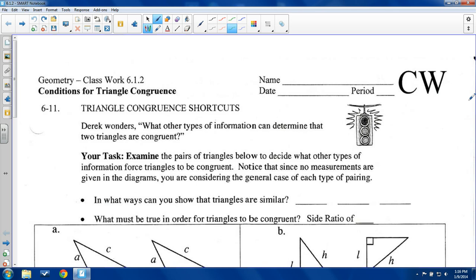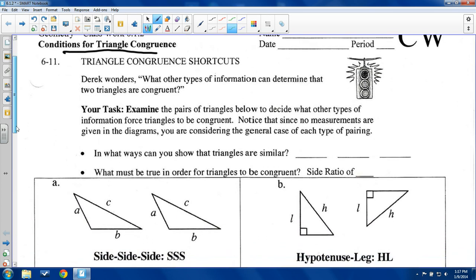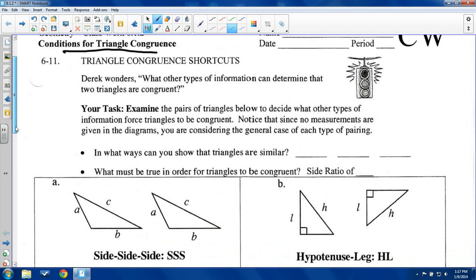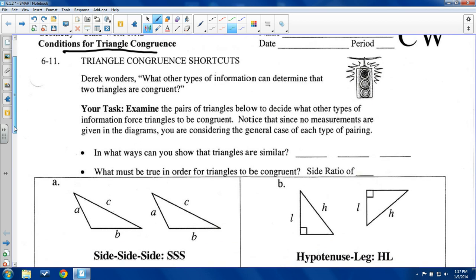Alright, this is 6.12, conditions for triangle congruence. I'm going to try something a little different this time where I'm going to actually have the worksheet. And in using the worksheet, I don't have to spend time drawing terrible drawings, and I can go right through with you, especially if you're doing the worksheet or following along. So let's start with number 11 here.